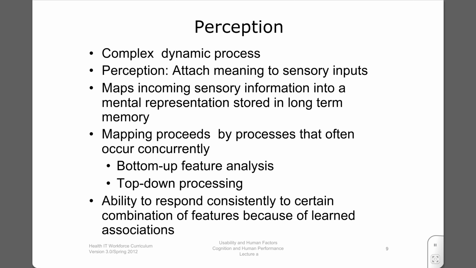Perception is a set of dynamic processes that attach meaning to sensory inputs. It maps incoming sensory information into a mental representation stored in long-term memory. A simple example is that when you are in a public space, you will react to a face you know, whereas you may not even perceive other faces that don't attract your attention. Bottom-up processing refers to the analysis of features that one would try to integrate into a whole. Top-down processing involves using knowledge stored in long-term memory to recognize objects, people, and events.